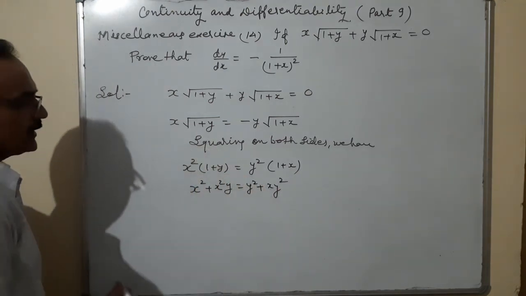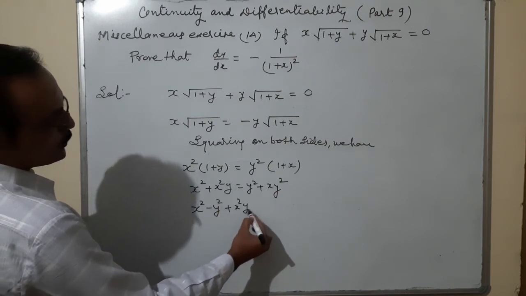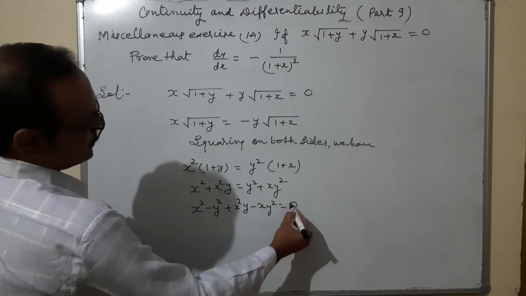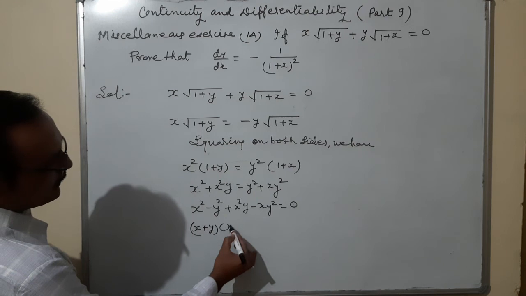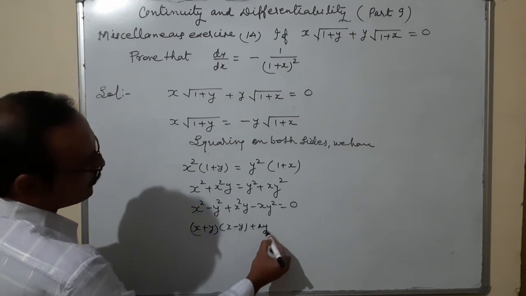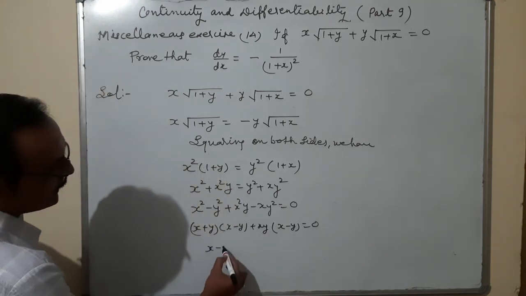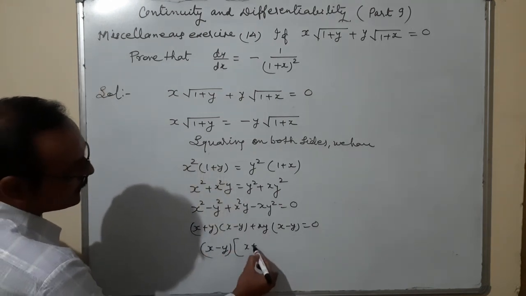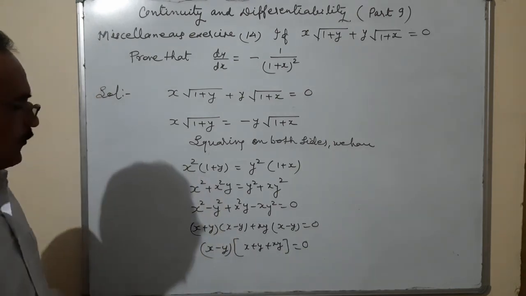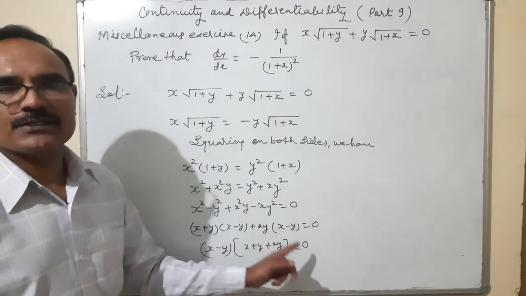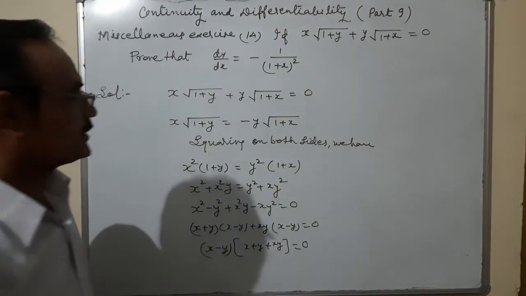We'll shift the terms to one side. It is x square minus y square plus x square y minus xy square is equal to 0. A square minus b square, so (x plus y)(x minus y), plus taking xy common, it is (x minus y). Now take x minus y common, so it is (x minus y)(x plus y plus xy) is equal to 0. There are two factors of it. One is x minus y is equal to 0, that means x is equal to y, so dy by dx is equal to 1. Second, x plus y plus xy is equal to 0.